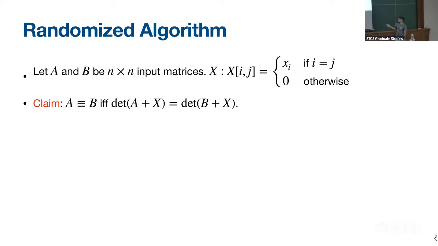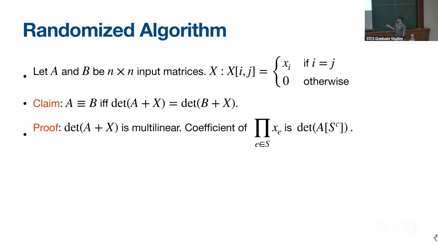A brief proof sketch for this: note that in these determinants, each variable occurs at most once. Hence, this determinant will be a multilinear polynomial. And the coefficient corresponding to a particular monomial is just the principal minor corresponding to its complement. So this says that the coefficients are exactly the principal minors.